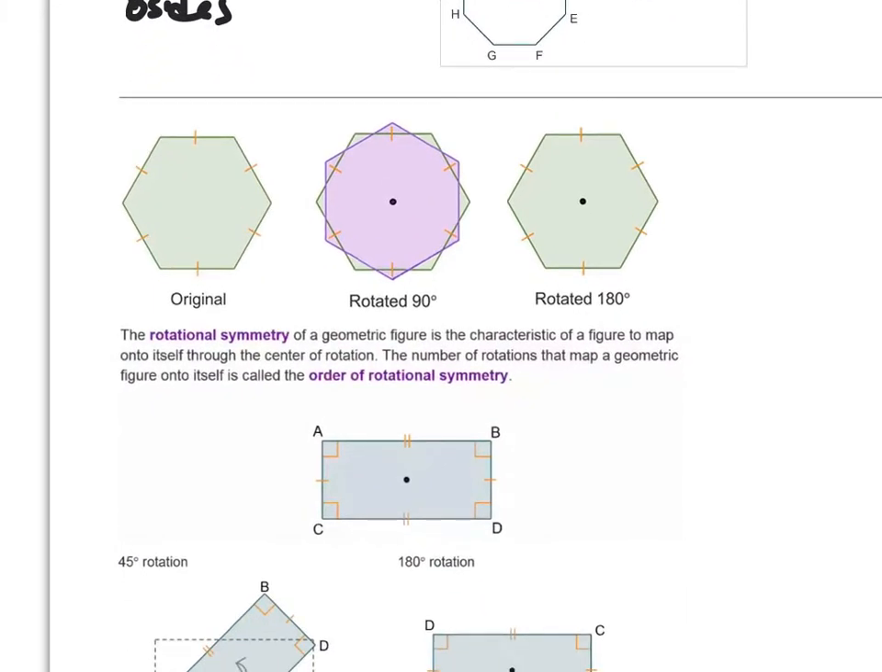Now let's talk about rotational symmetry. Rotational symmetry of a geometric figure is the characteristic of a figure to map onto itself through the center of rotation. So the center of rotation is always here. The number of rotations that map the geometric figure onto itself is called the order of symmetry. And so here's what I've got.